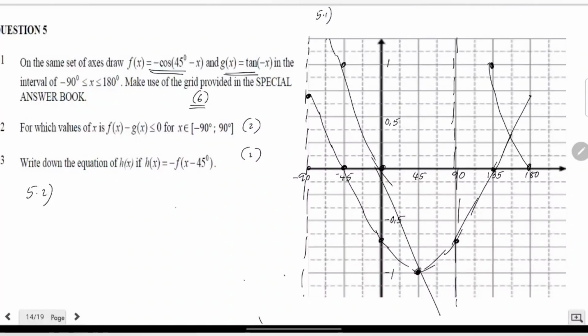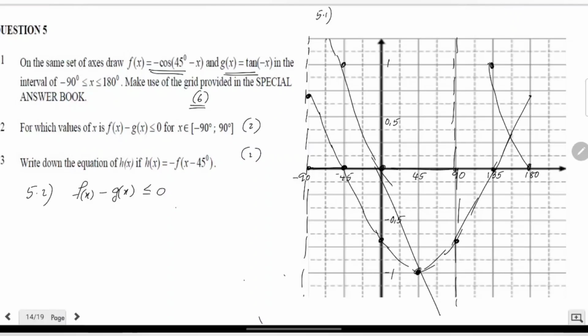For which values of x is f of x minus g of x less than or equal to 0 in the interval minus 90 to 90? So from minus 90 to 90, look here, from minus 90 up until 90, up to here. You have to find out f of x. These values you have to read from the graph, less than or equal to 0.